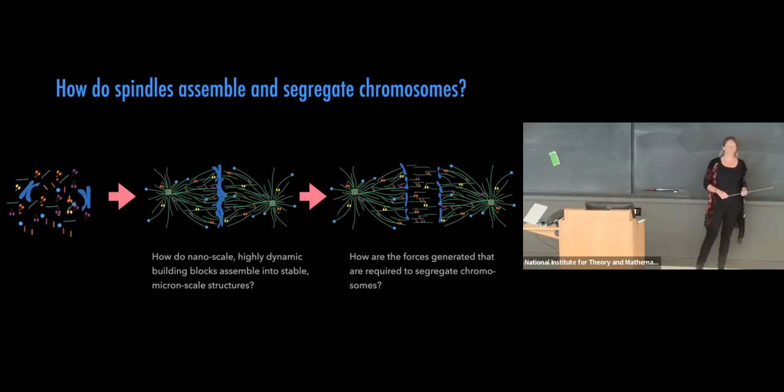the lab is really interested in how spindles form, right? And most of you know this, but what I find is really interesting that you have all these really small nanoscale components, right? Microtubules, motors, cross-linkers, chromosomes. And during cell division, they kind of magically come together. They form this bipolar spindle, and then that structure can segregate chromosomes into the two arising daughter cells.